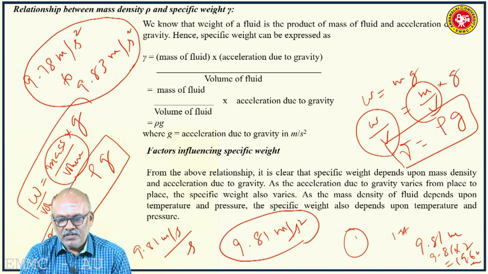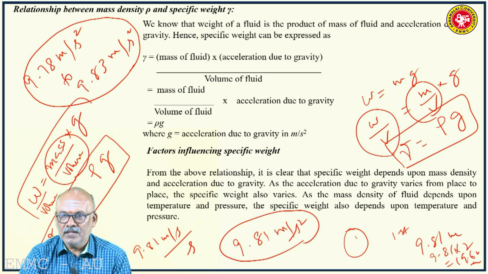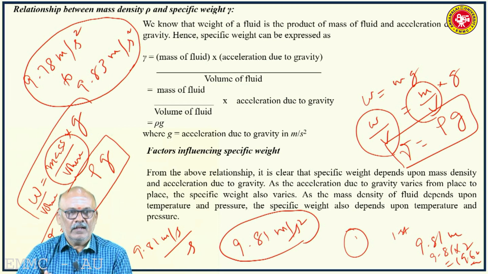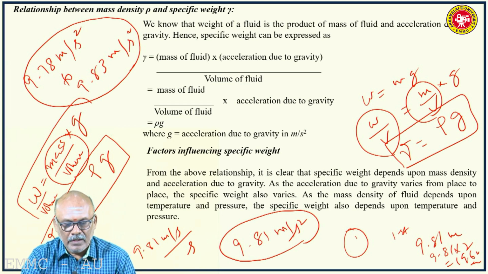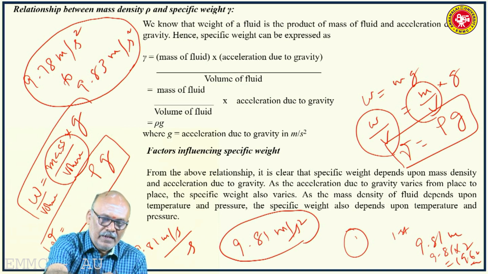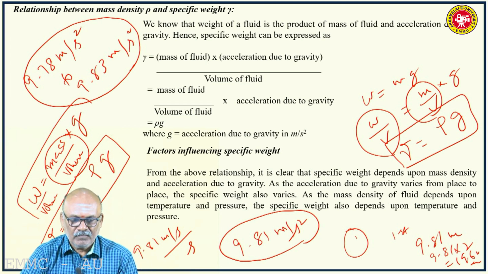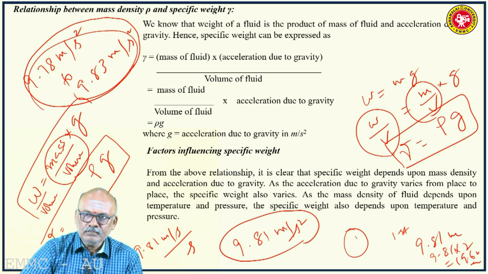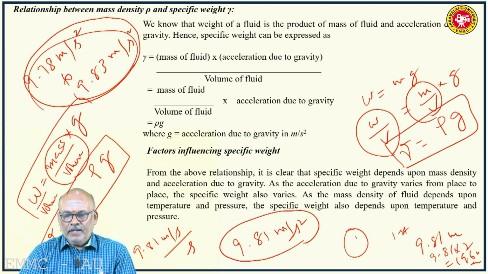So the acceleration due to gravity varies from place to place, as g is not a constant. Maybe at a particular place it is a constant, whereas if you go to a different place, there will be a slight variation. As I told, around the entire Earth's surface, it varies from 9.78 meters per second square to 9.83 meters per second square. So the specific weight also varies.